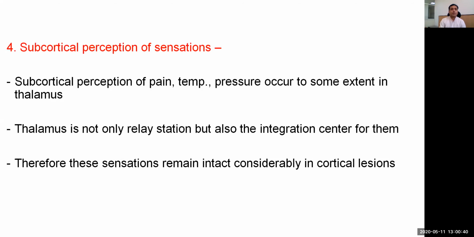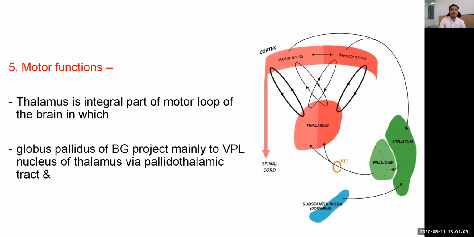Next is subcortical perception of sensation. Subcortical perception of pain, temperature, and pressure occurs to some extent in the thalamus before these sensations are actually projected to the somatosensory cortex. The thalamus therefore is not only a relay station but also the integration center for this particular type of sensation, and therefore these sensations remain intact considerably whenever there is a damage or lesion to the cortex.